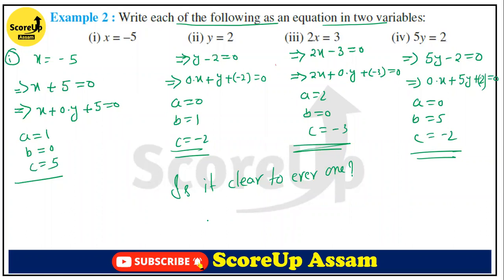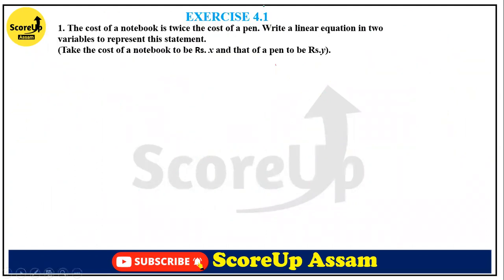So our next question is from the exercise. Okay. We shall solve some problems of exercise 4.1. The cost of a notebook is twice the cost of a pen. Write a linear equation in two variables to represent this statement. So how shall we write the linear equation? This is just to check how to write a linear equation. Now the hint is given. Even if it was not given, we could solve it.